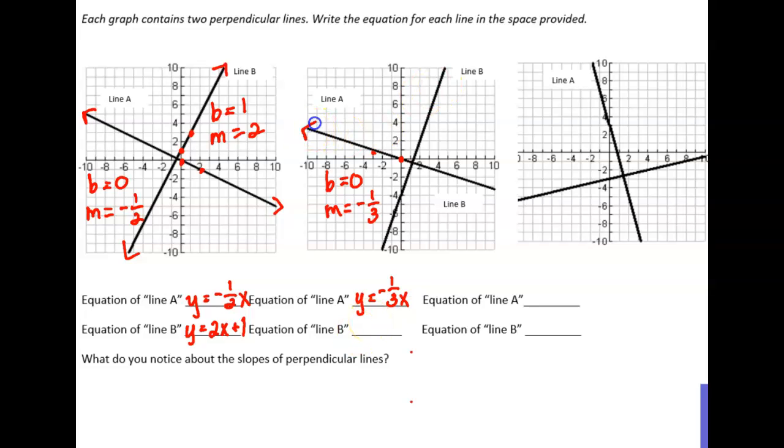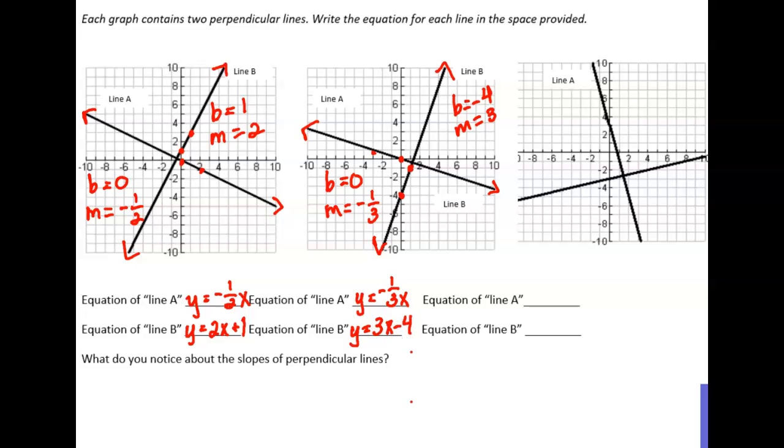Now looking at line B, I add my little arrows. So line B, I am crossing the y-axis right here at -4, so my b is equal to -4. And my slope, I'm going to go up 1, 2, 3 over 1, so my slope is going to be a positive 3. So the equation of that second line is y is equal to 3x minus 4.